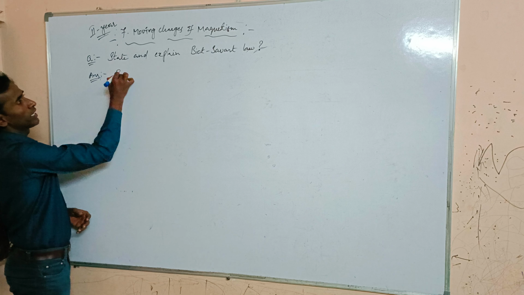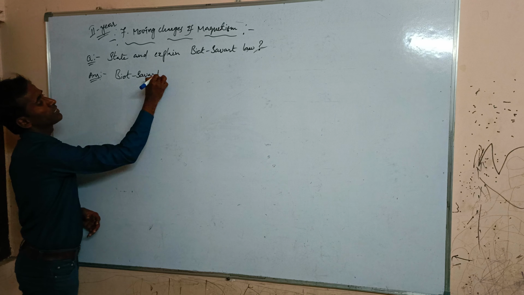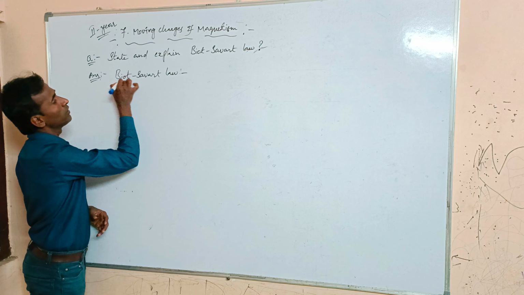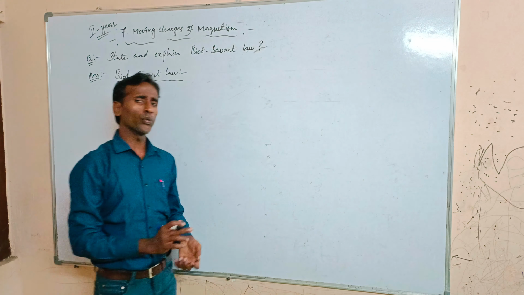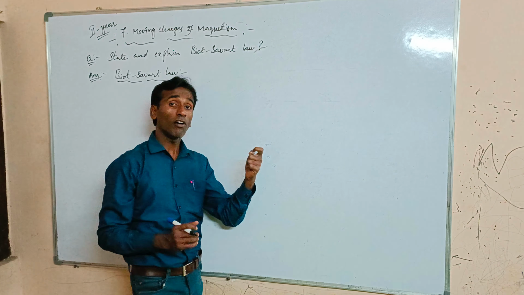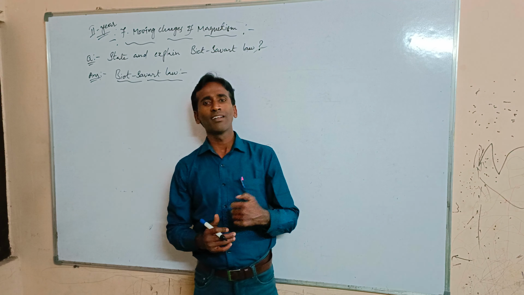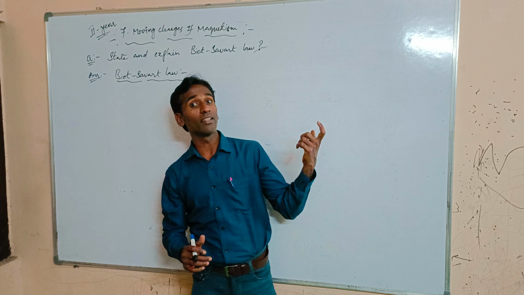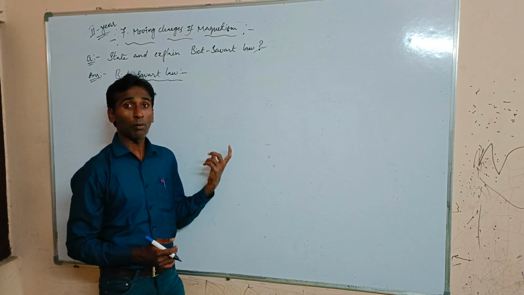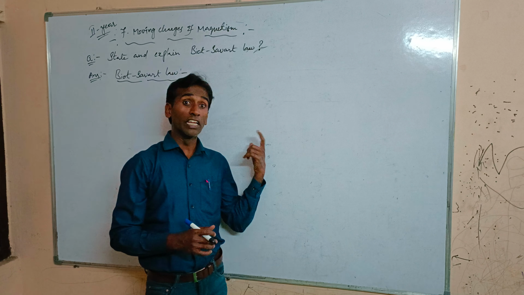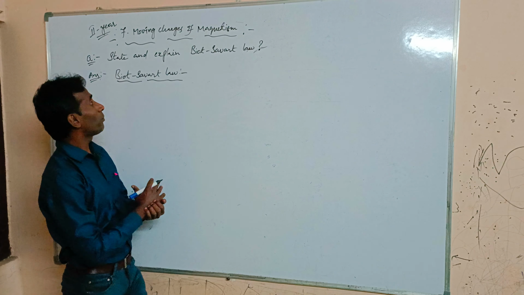The answer is Biot-Savart law. Put the heading Biot-Savart law. First of all, what is the Biot-Savart law? The magnitude of magnetic field is directly proportional to the length of the conductor and the angle between that conductor and the radius, and inversely proportional to the square of the distance between them. That is the Biot-Savart law.